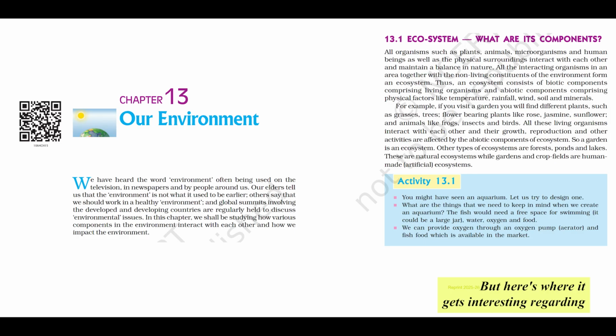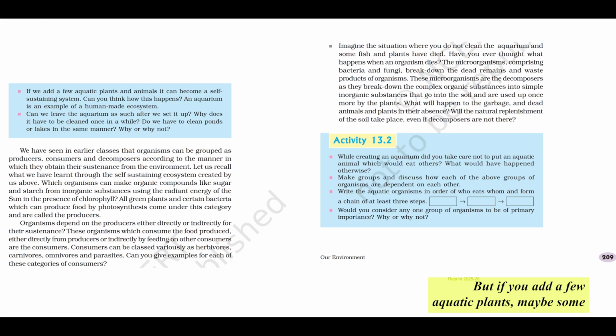Very controlled. But here's where it gets interesting regarding self-sustainability. If you just have fish and water, you'd have to clean it constantly, right? Waste builds up. Yeah, it gets dirty fast. But if you add a few aquatic plants, maybe some simple ones like Vallisneria and maybe some snails, it can become partially self-sustaining. How does that work?